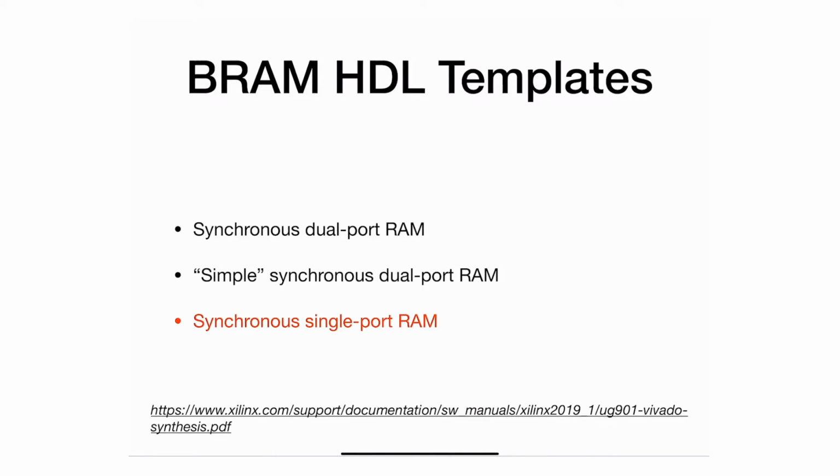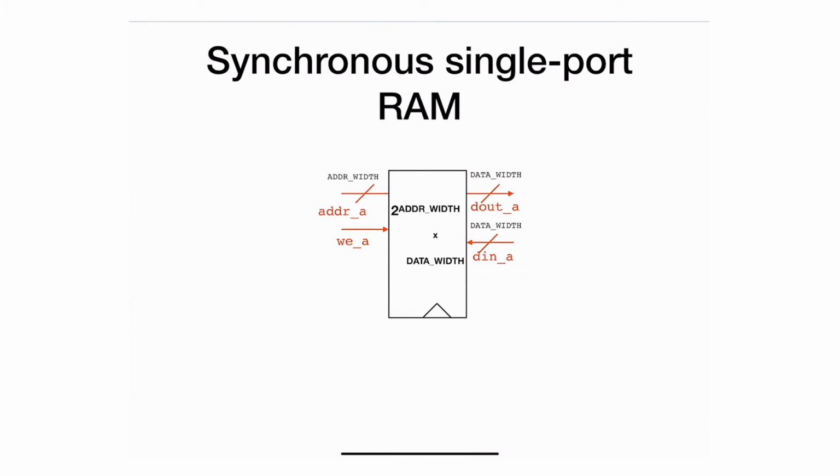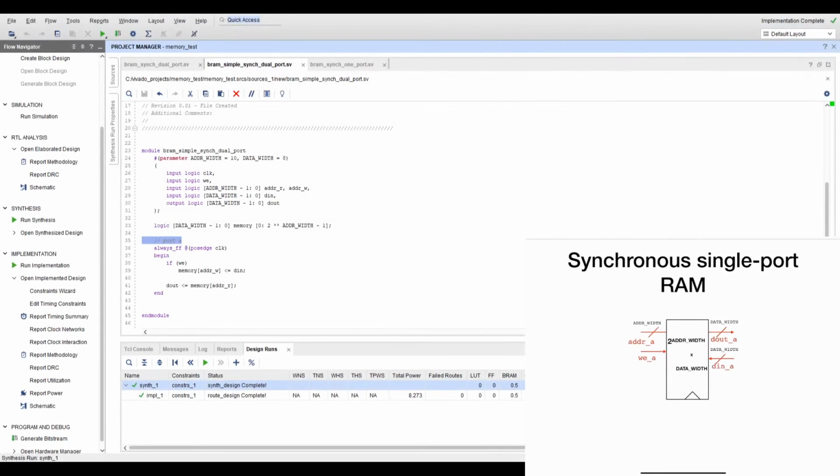So the last example for BRAM HD templates is the synchronous single port RAM. Okay, and in this particular one, I have one port, and that port can be basically used for read or write. So you can't do read and write simultaneously. So let's go to Vivado and just do that.